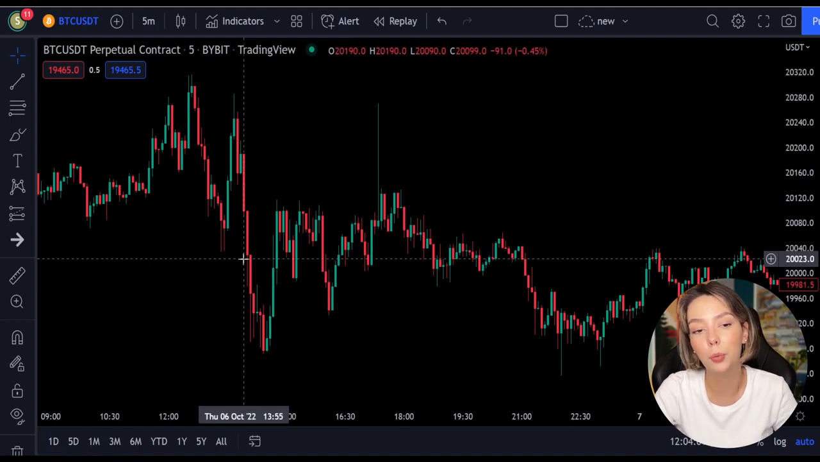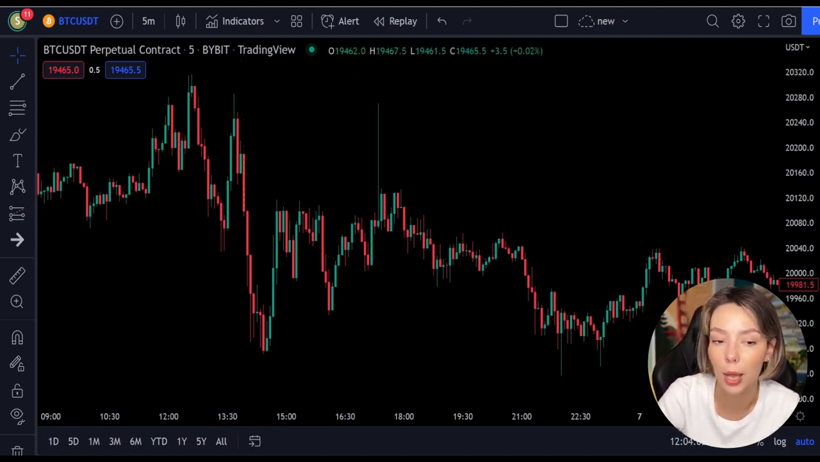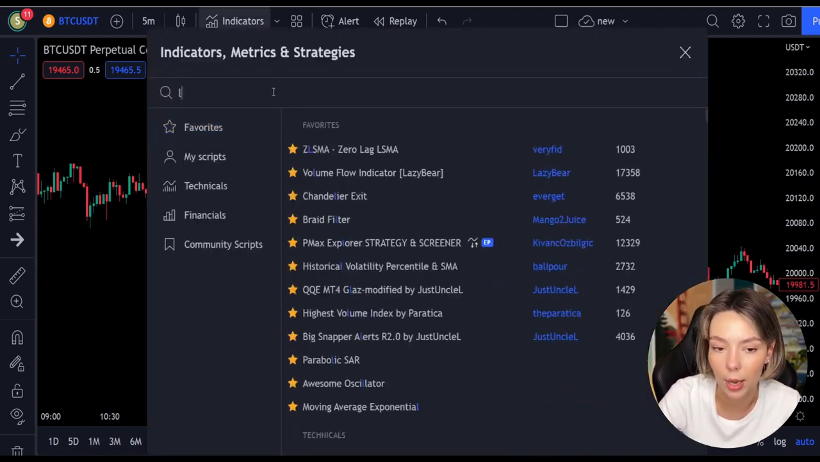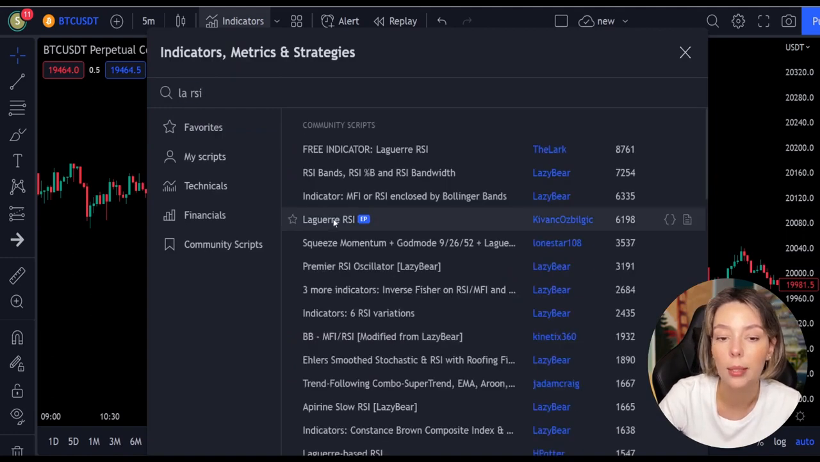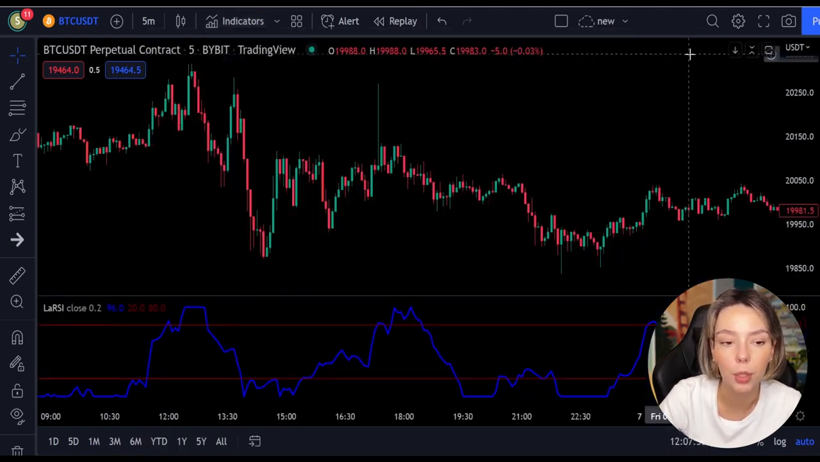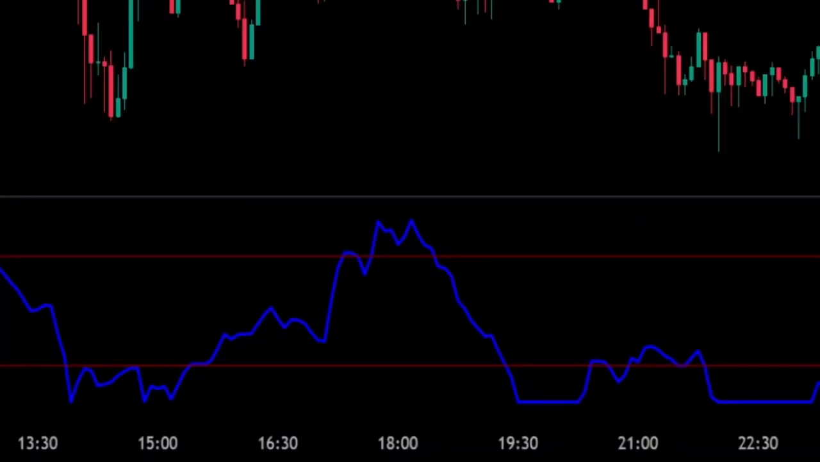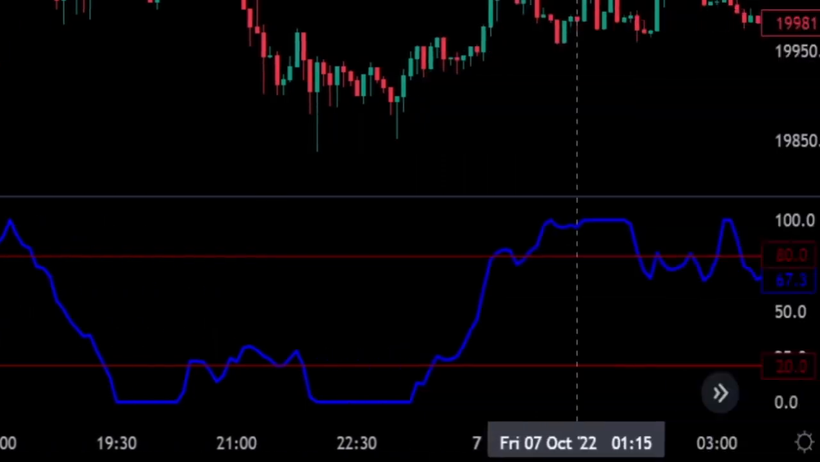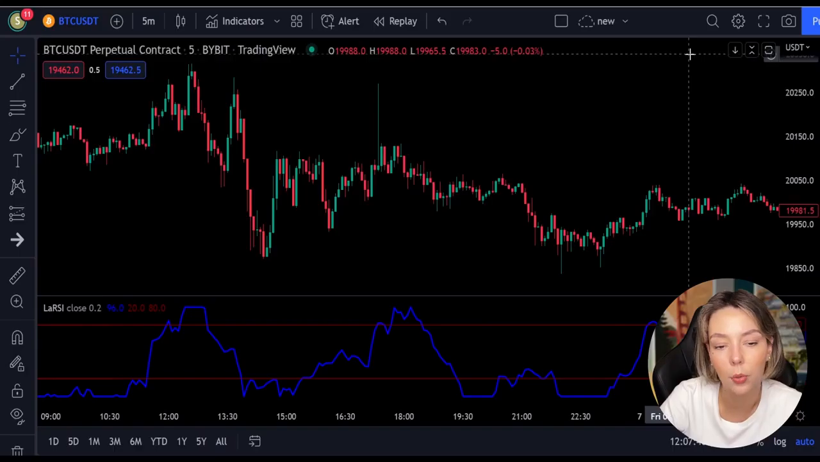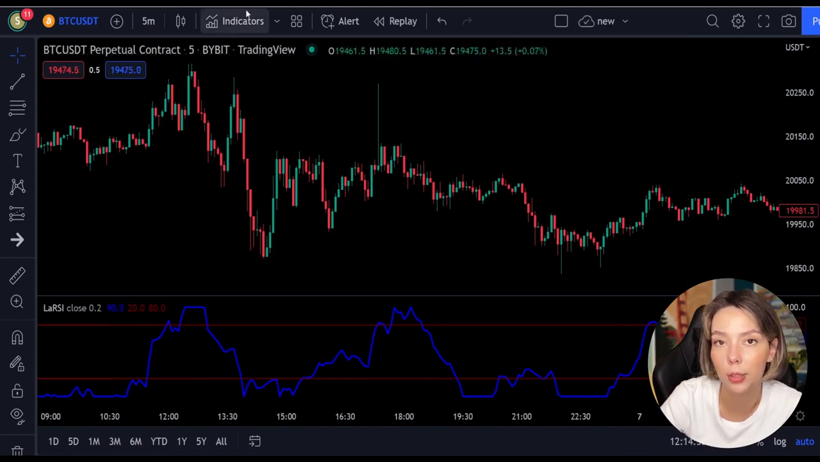So in TradingView, we will click on the indicators tab and search Laguerre RSI. We will add this one right here. We can see this indicator consists of a blue Laguerre RSI line and two horizontal levels which are set at 20 and 80. The second indicator we are going to be adding is the Super Trend Plus.